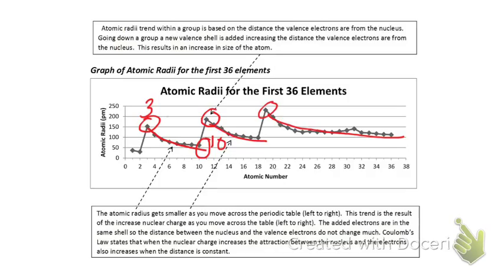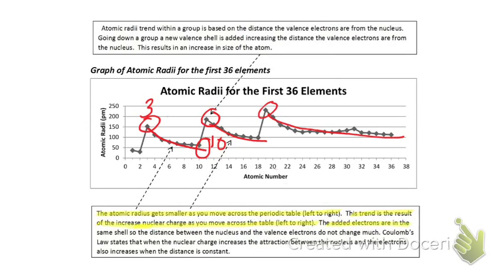It gets smaller. So just like it states down here, the atomic radius gets smaller as you move across the periodic table left to right. This trend is a result of the increase in nuclear charge as you move across the periodic table left to right.